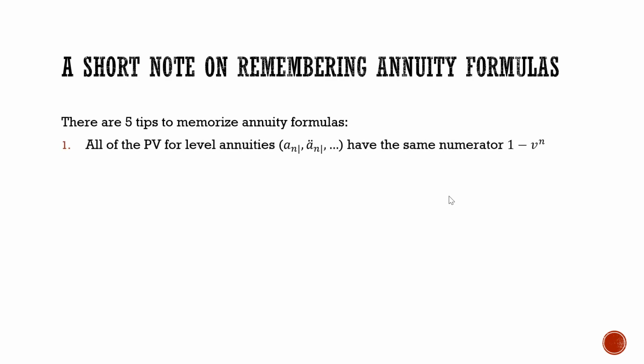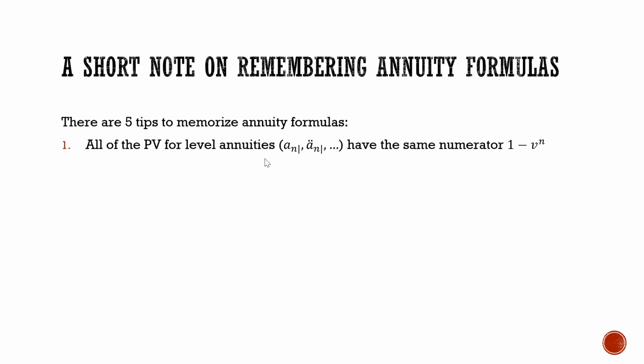The first tip is about the present value for level annuities. a_n and ä_n have the same numerator, 1 − v^n. So for present value, remember the numerator is 1 − v^n. For accumulated value, the numerator is (1 + i)^n − 1. This is the first tip, and it applies only to level annuities. Level annuities mean all payments are equal.